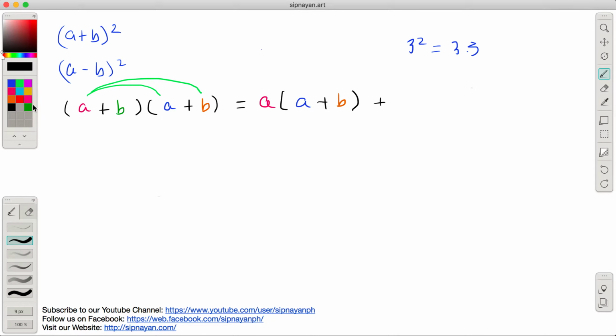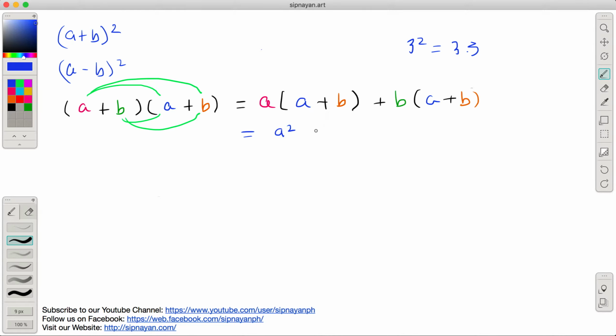Tapos yung B naman, distribute ko dito. Plus B times, ganun pa rin yung blue na A, and then A plus B. Yung kulay ng B natin, ito yun. Okay. So, nakita nyo, parang pinag-iwalay ko itong dalawang to, dinistribute ko pareho. Next, we multiply a times a by law of exponent is a squared.